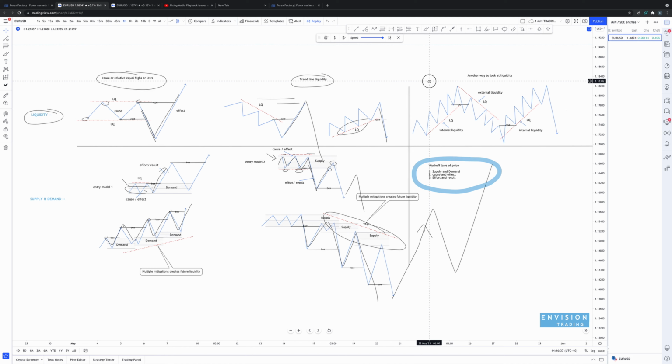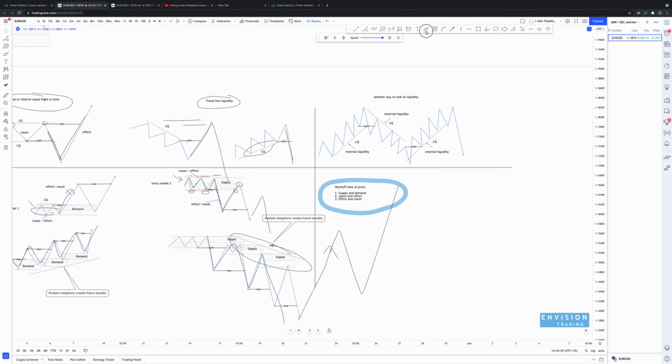Another good way of looking at it is as internal and external liquidity. So we're trending up, we're creating internal liquidity, it gets taken, and when the internal liquidity gets swept, we've created external liquidity, then it gets swept. And while sweeping the external liquidity, we've created more internal liquidity for it to get swept.